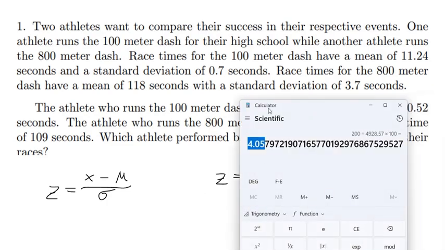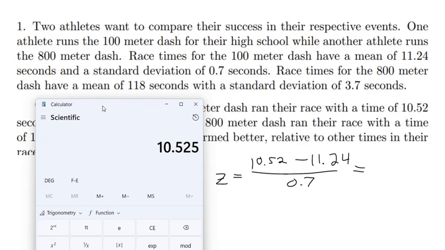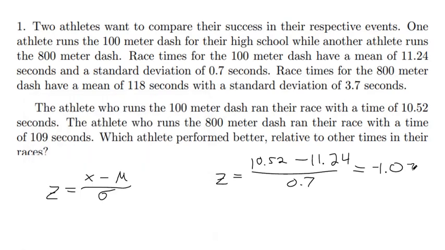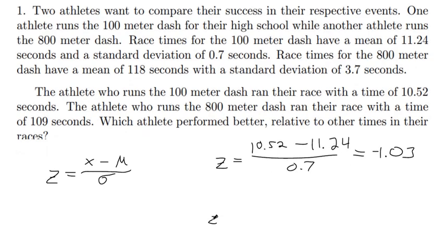And so we can use our calculator. So I hit enter first, and then I hit divide 0.7. So I got negative 1.03 roughly. Okay, so this person got a negative z-score. That means they're a little bit below average, and we can see that because they ran their time within 10 minutes and 52 seconds. And I shouldn't say below average because a smaller time means you ran it faster, so that's good. I guess below average might instantly mean in our heads that they did worse.